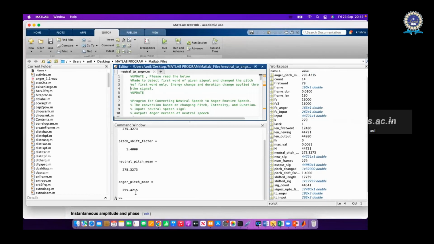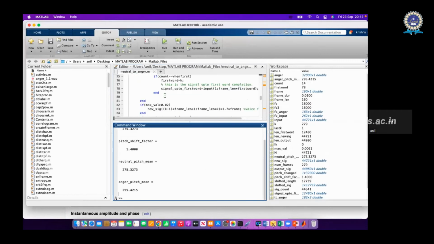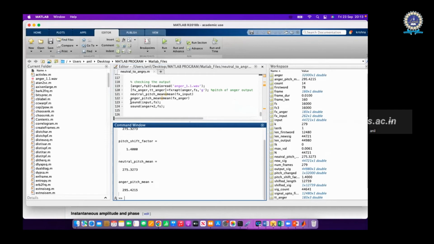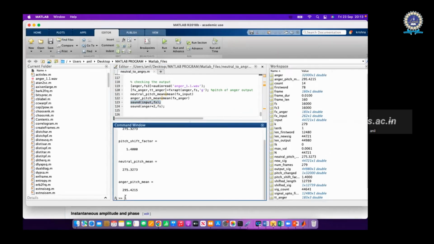In this I have taken a speech signal. For example, in MATLAB you have a command called sound. If you use the sound command, it will play for you.